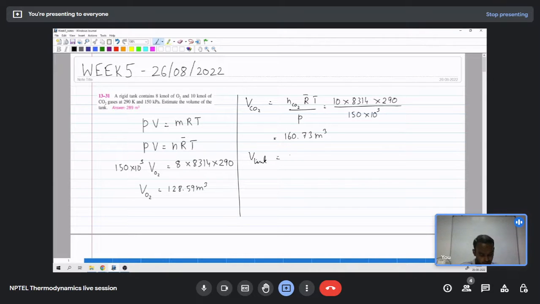So this way I can calculate the total volume of the tank. The volume of the tank is the volume occupied by oxygen plus the volume occupied by CO2, which is 128.59 plus 160.73. So this is 289.32 meter cube.